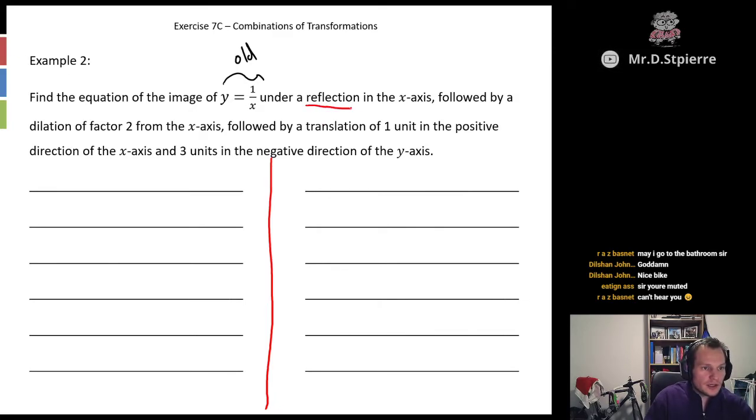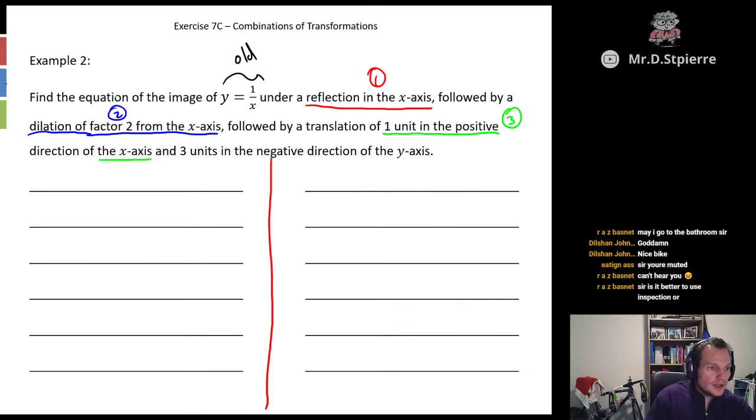So I'm going to underline these and name them. It helps break down the problem, what are the transformations. Followed by a dilation of a factor 2 from the x-axis. So that's our second transformation. Third transformation, followed by translation of 1 unit in the positive direction of the x-axis. So I'll call that 3, and then I'll go back to red. We have 3 units in the negative y-axis. So I'll call that number 4. I'll do them separately so we can see what they're like.